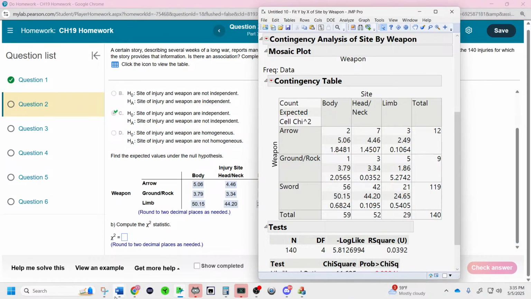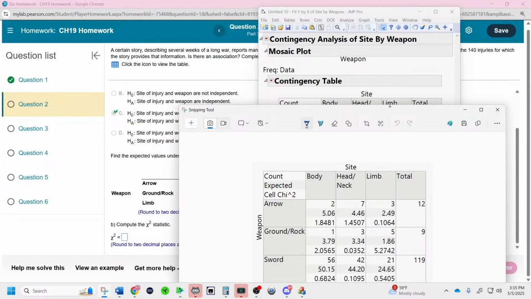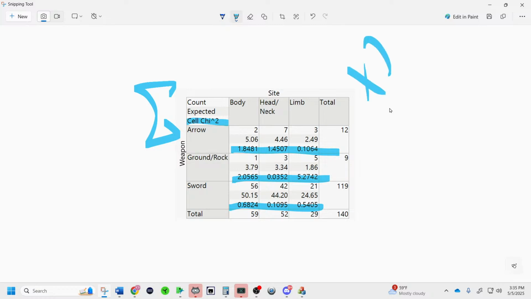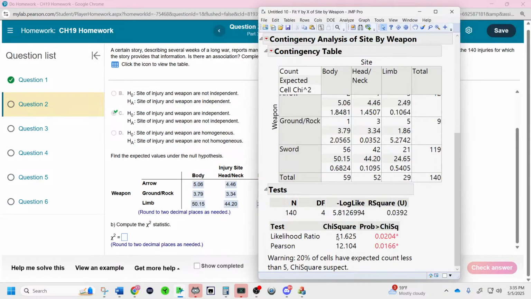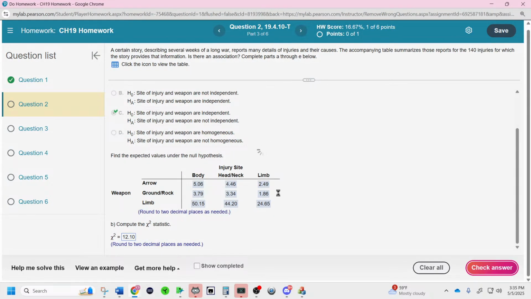And then what we do with all of these is you have to get the sum of the cell chi-squareds. You have to figure out how much total deviation there is. All you do is literally add the cell chi-squareds to get the chi-squared test statistic. If you sum those up, you get the chi-squared test. And that's the value you see down here with the Pearson, which is 12.104. There we go.